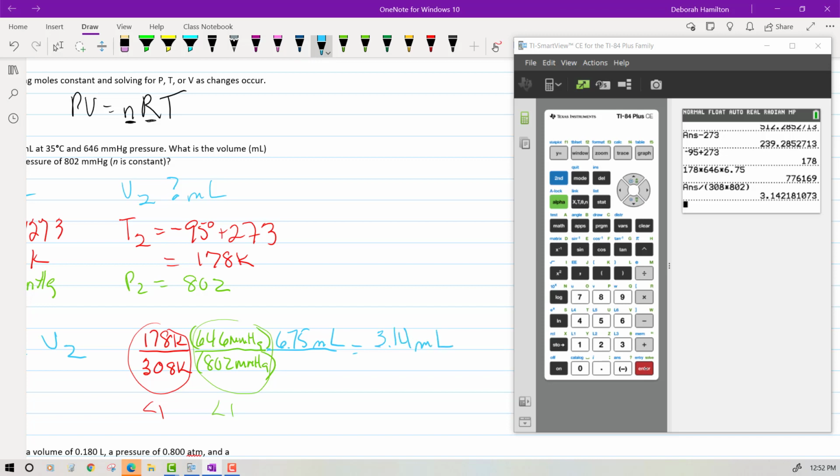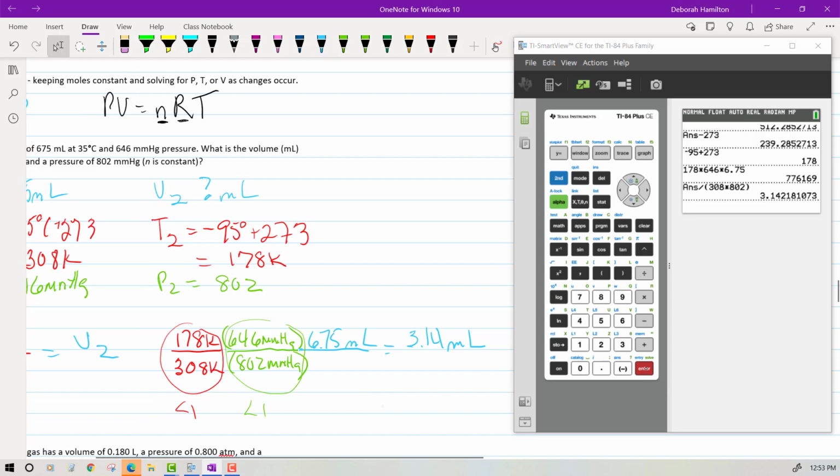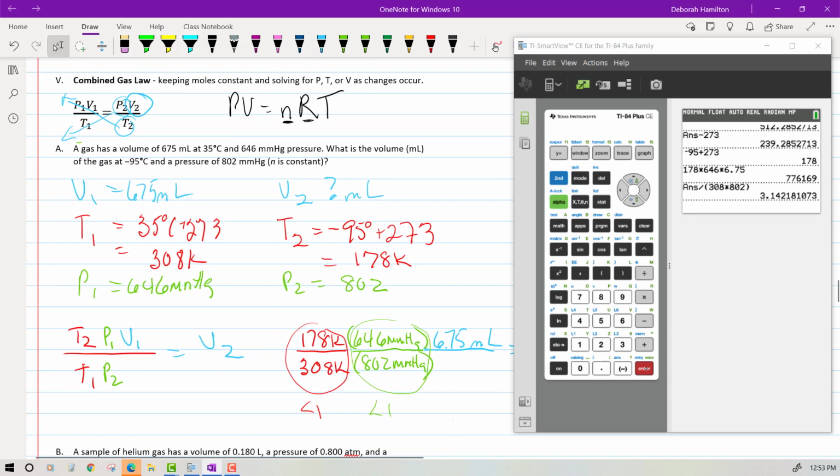All right, so that makes sense, because if this fraction is less than 1 and that fraction is less than 1, then 6.75 should go down. So I can make a prediction to that extent. Okay, let me double check to make sure I have everything else lined up in this solution for you.